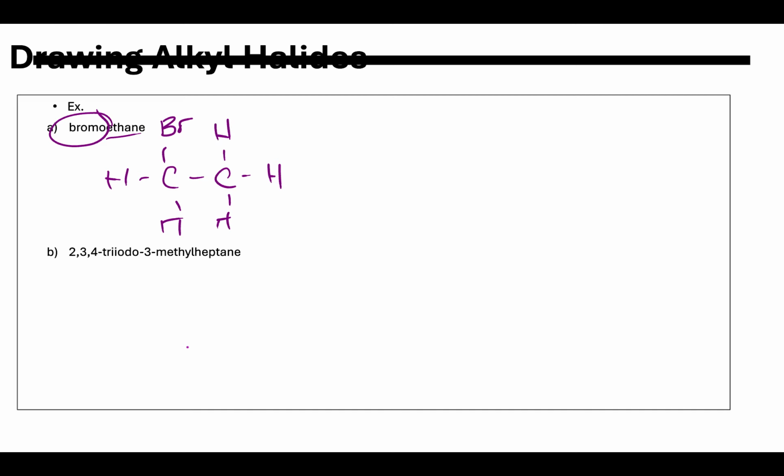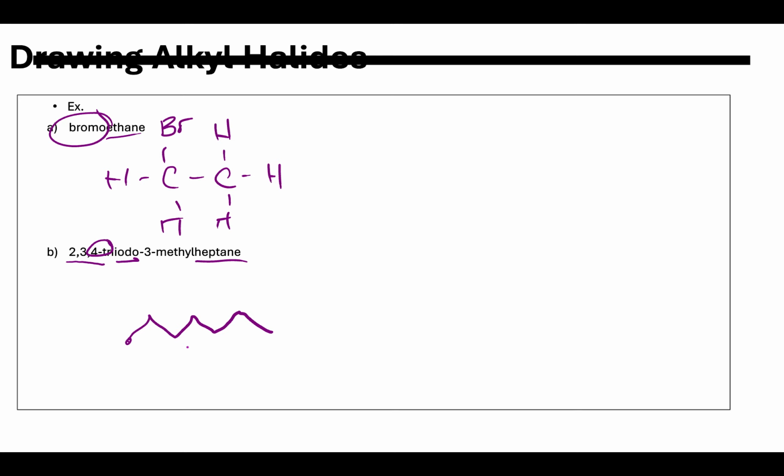Okay. The next one is a little bit more complicated, and because it's longer, heptane means 7. Let's do that line diagram. So starting at your first point is 1 carbon. So 1, 2, 3, 4, 5, 6, 7. And then putting your groups. So on carbon 2, 3, and 4, you're putting iodine. And that tri just means there's 3 of them.